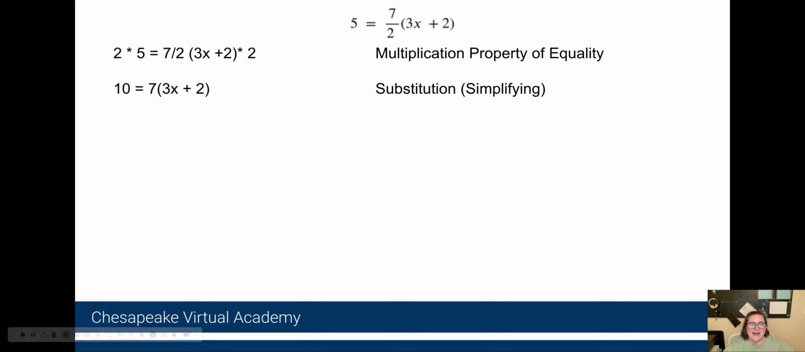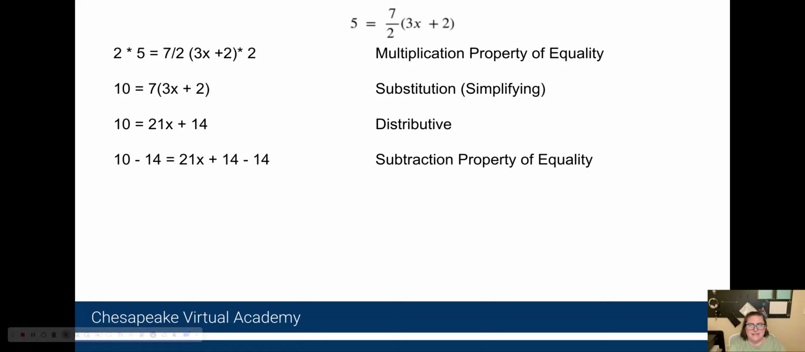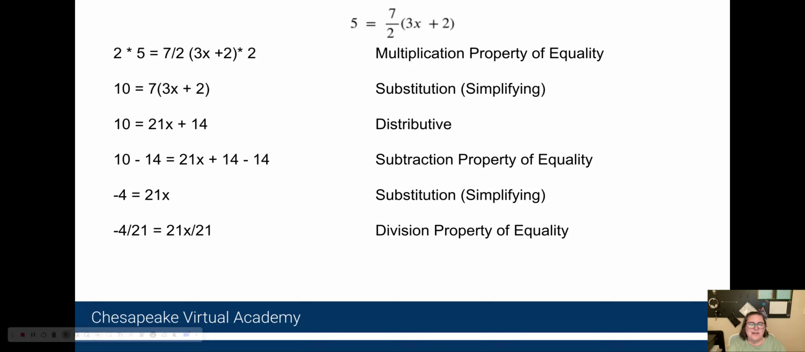Now from here, I have a multi-step equation. I can distribute to get 10 equals 21x plus 14. I then can subtract that 14, and that gives me negative 4 equals 21x. Then I divide by 21 to get rid of that coefficient. When I divide negative 4 by 21, it doesn't simplify any, so we leave it in simplest fraction form as negative 4 over 21. That's our final answer. So it is okay to get fractions when you are doing this reducing.